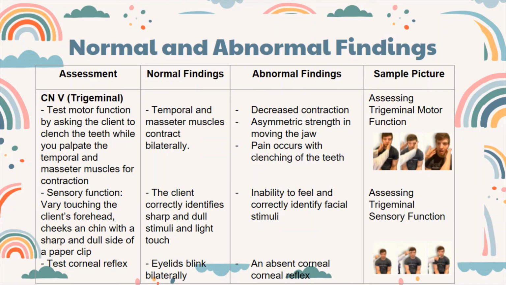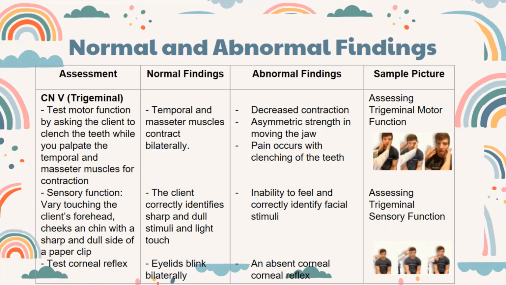Next is cranial nerve number 5, the trigeminal. First is to test the motor function. Ask the client to clench the teeth while you palpate the temporal and masseter muscles for contraction. Normal findings: the temporal and masseter muscles contract bilaterally. Abnormal findings: decreased contraction, asymmetrical strength in moving the jaw, a lesion or injury of cranial nerve number 5, or pain with clenching of the teeth.